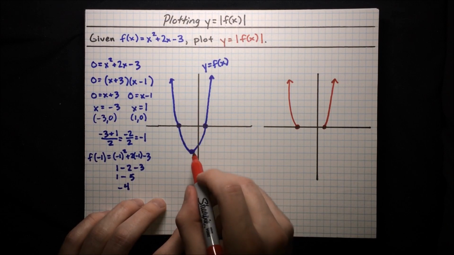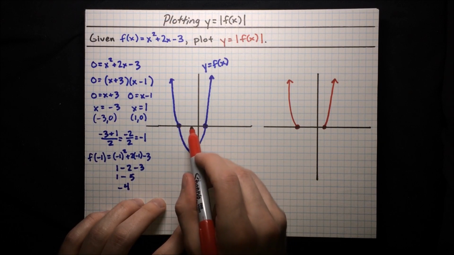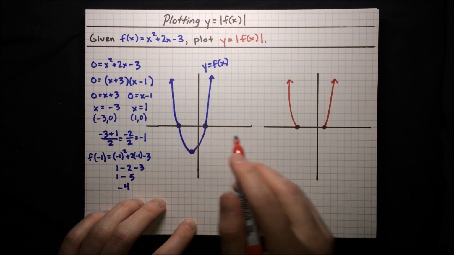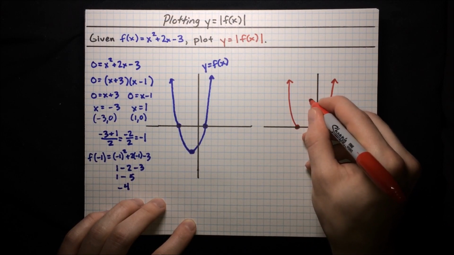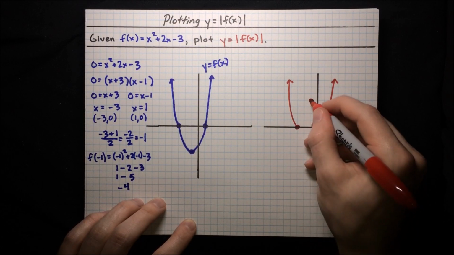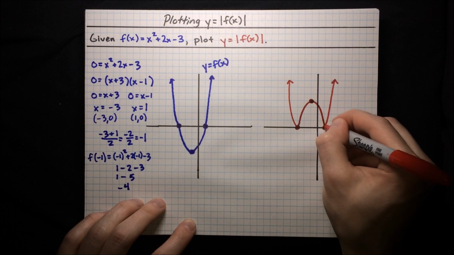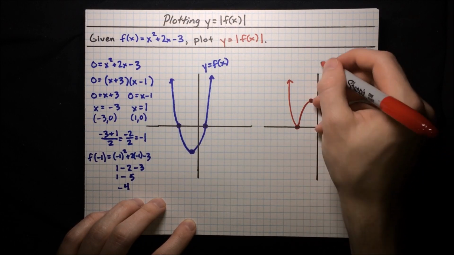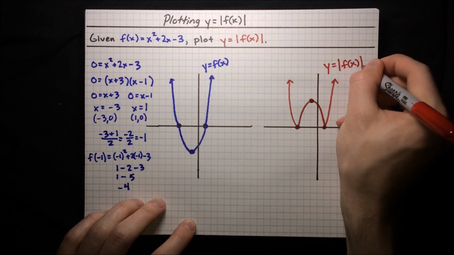Okay, so let's just take the vertex and plot that. The vertex was originally -1, -4. Now it's going to be -1, +4. So it's going to go up here instead. Okay, and then we can connect the vertex to those points like that, drawing nice curves. And there we go. So that is our graph of y equals absolute value of f of x.